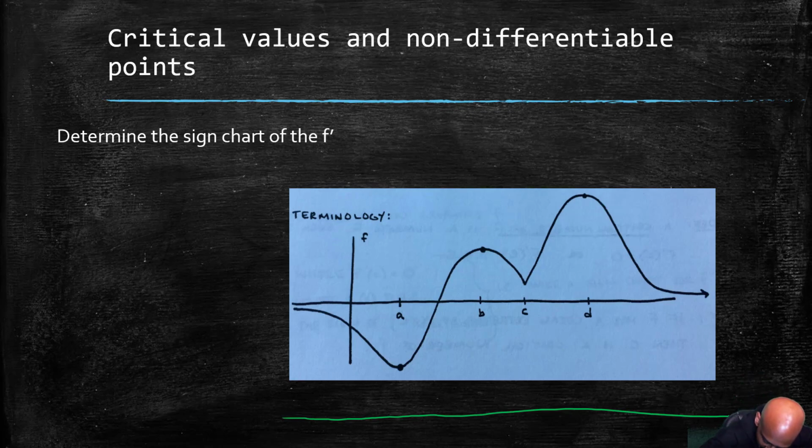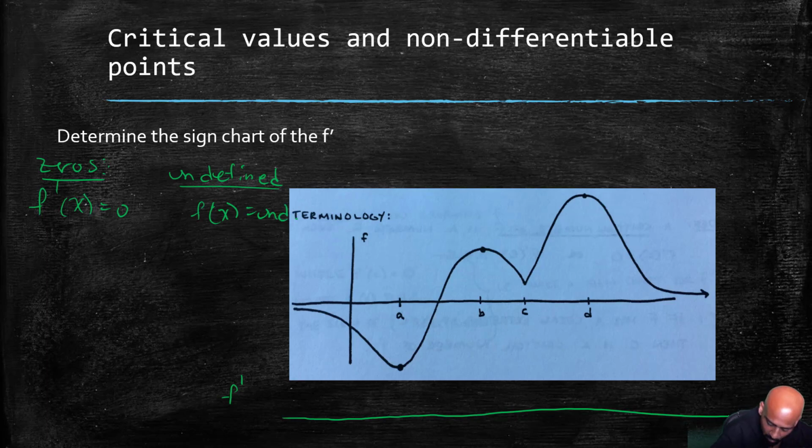So you could see that if this is a sign chart for f prime, I know I'm going to need to look for where f prime of x equals 0. Again, these are the zeros, which means this is where the slopes are equal to 0. And then where is f prime of x undefined? So we're making the sign chart of f prime. Undefined. All right, well, good news. This is at x equals a, whatever number a is, x equals b, x equals d.